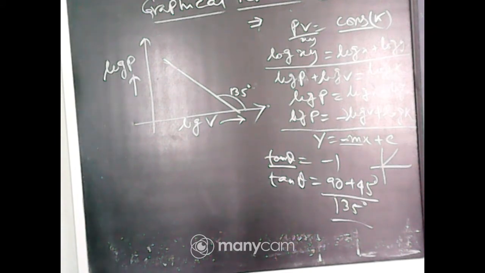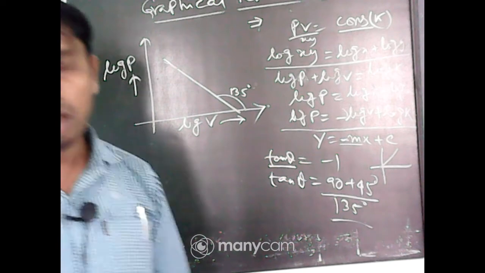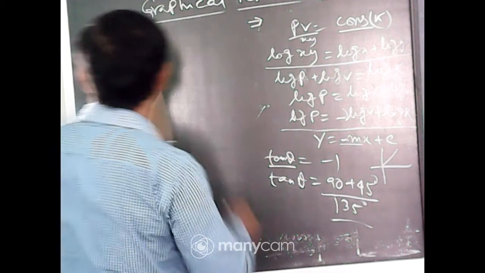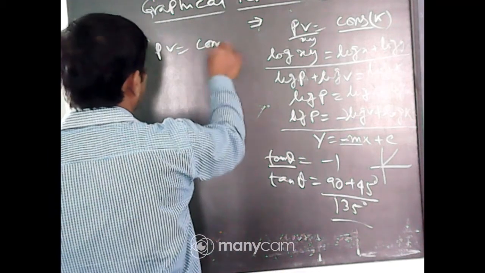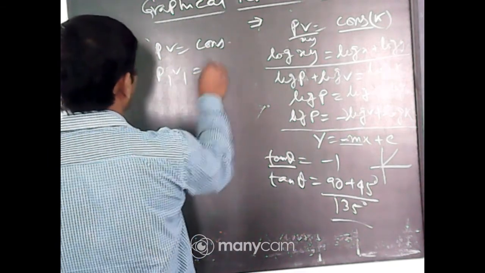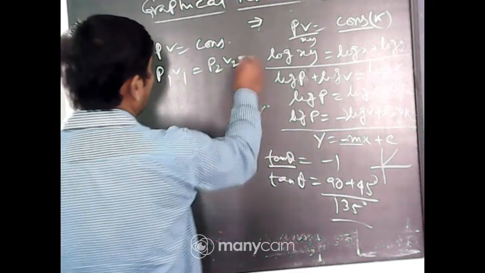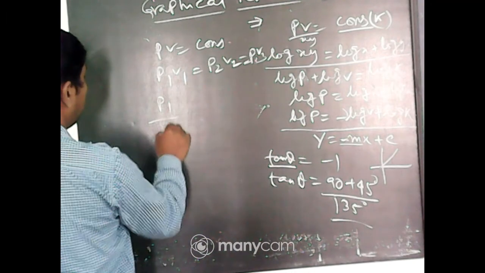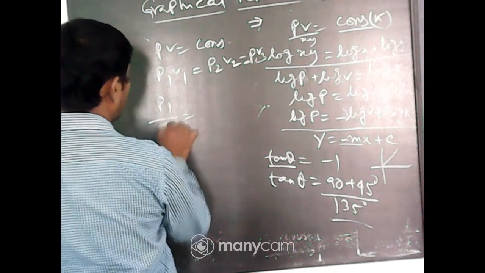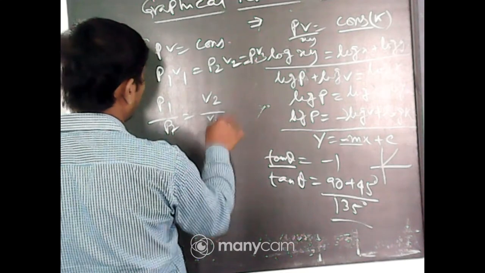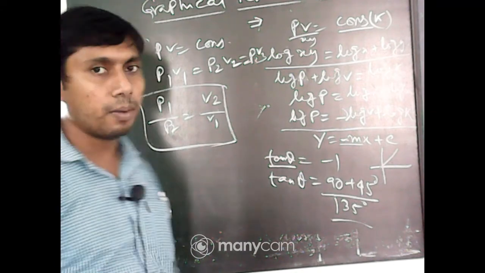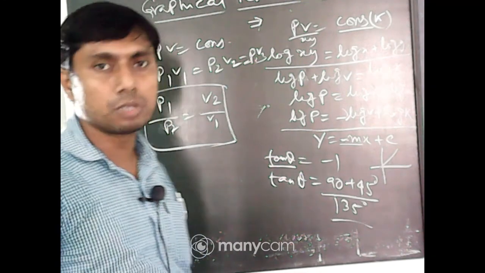Next, there are some very easy problems regarding the equation PV equals constant, that is, P1 V1 equals P2 V2 equals P3 V3. Okay. Now, with respect to that, P1 by P2 equals V2 by V1. This is one part. Now, we also know the pressure is the atmospheric pressure.